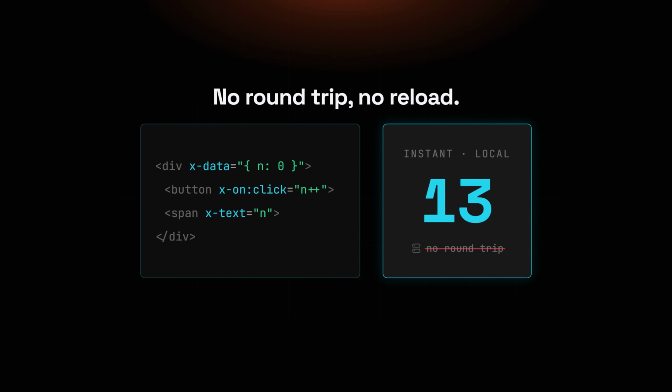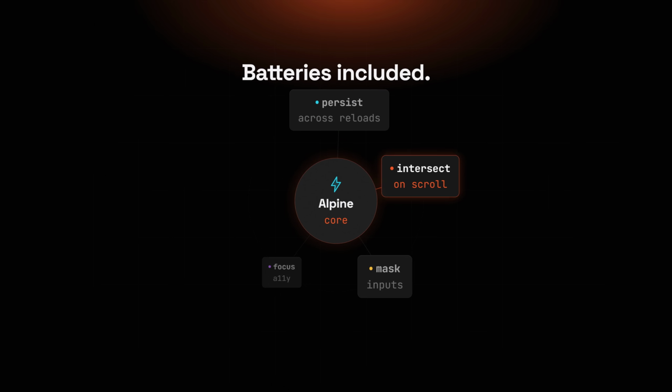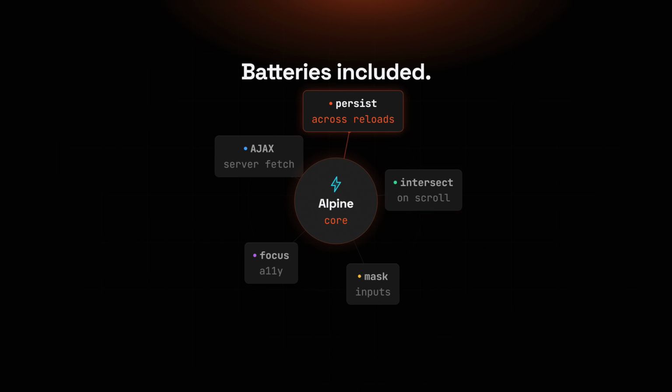The payoff is that none of it touches the network. No round trip, no reload, no spinner. A menu opens the instant you click, because the state is sitting right there in the element. HTMX goes out to the server. Alpine stays home and handles the page.